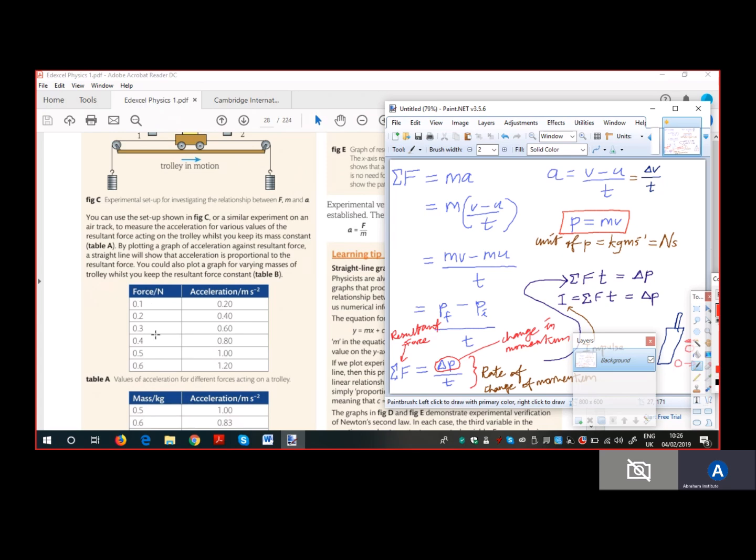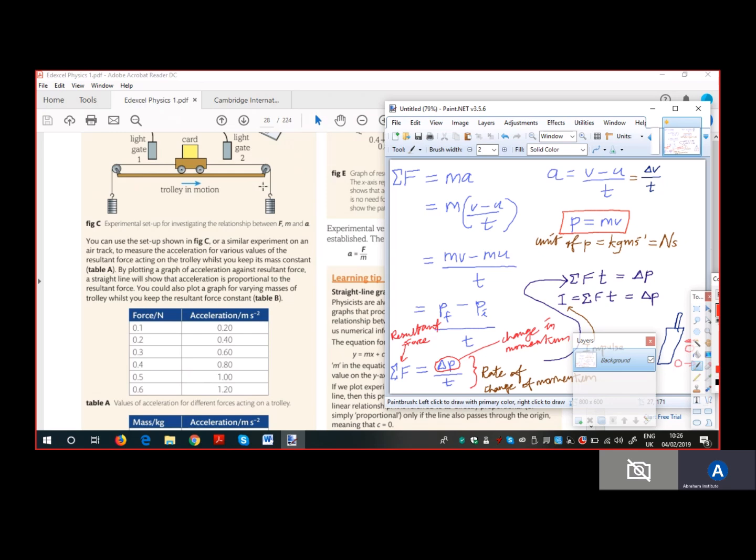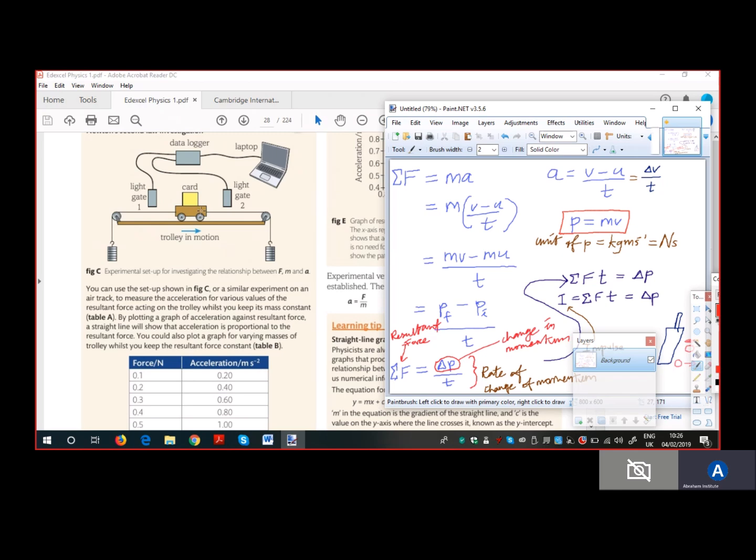Do you see how they are changing the resultant force? Do you understand this table? They add some masses here, or they may remove some masses. In the beginning, let's say they have some weights here, some weights here, then the difference will give the resultant force. And then we can also get the acceleration by using F equals ma. Now I told you how to get a, so we know what F is. F is the difference between the weight of this and the weight of this. And the mass of the trolley we can get, and acceleration we can also find.